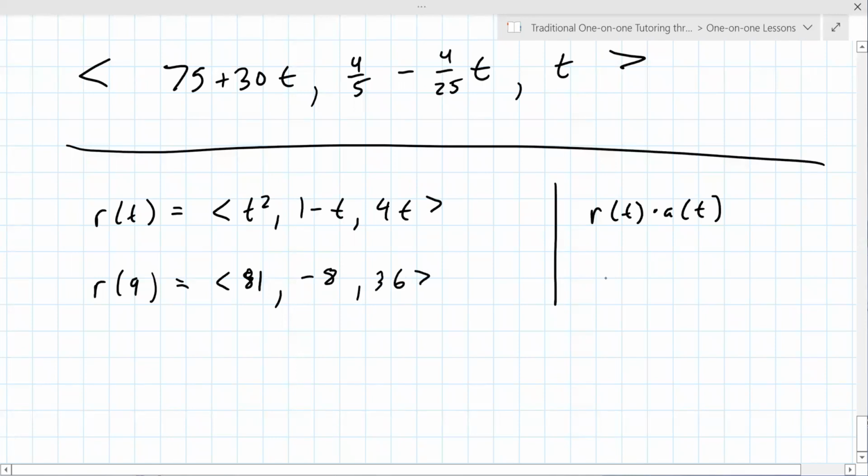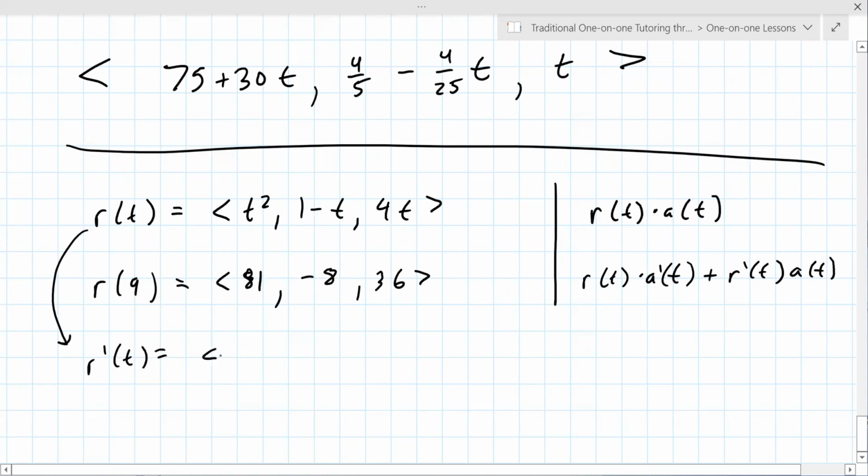And so our product rule derivative is r of t times a prime of t plus r prime of t times a of t. So we need the derivative now of r, 2t minus 1 and 4, and then we need the derivative at 9. So 18, minus 1, and 4.